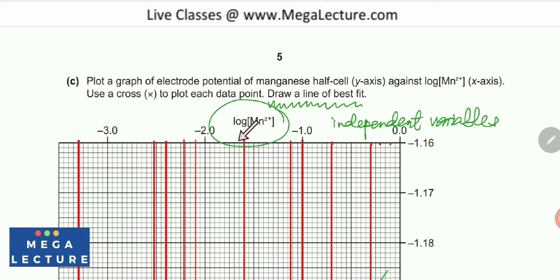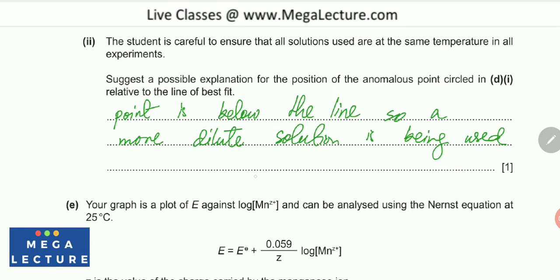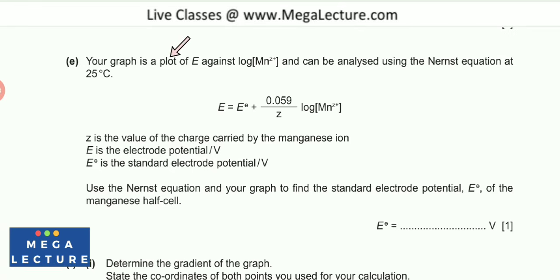So the point should have actually been, in reality, much further away, much forward in this direction, and you're using a more dilute solution, which is why you're getting an incorrect value. So I've written the answer: the point is below the line, so a more dilute solution is being used in this particular experiment. You think it's not dilute, but the solution is in fact more dilute than what you think it is.